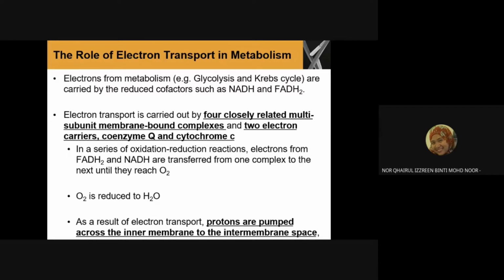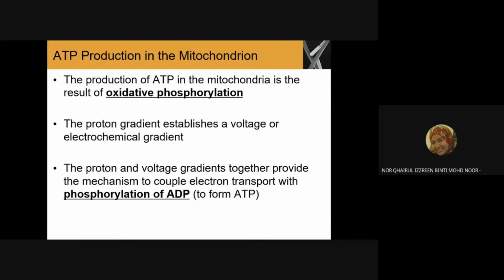As a result of electron transport, protons are pumped across the inner membrane to the intermembrane space, creating a pH gradient, or what we also call a proton gradient. So these proton gradients will later create the ATP molecules through ATP synthase. The production of ATP in the mitochondria is the result of oxidative phosphorylation.